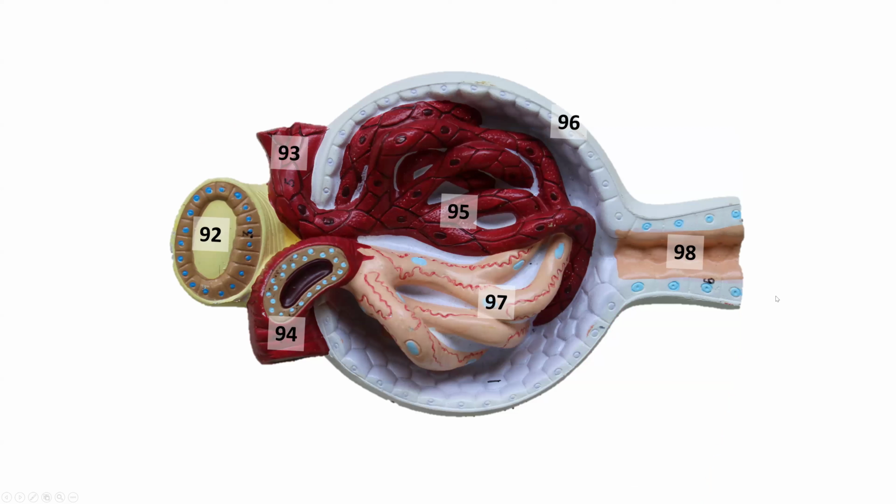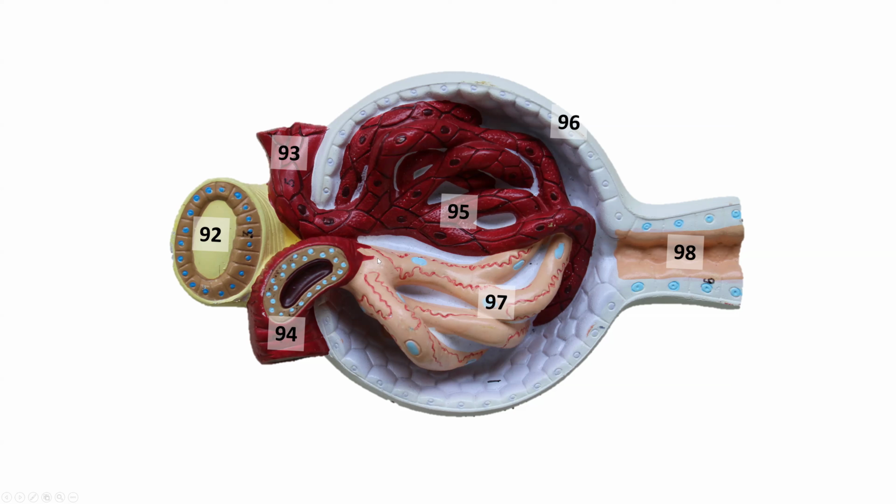Okay, now we're looking at this close-up view of the renal corpuscle. 92 is the what? Macula densa. 93 is what? Afferent arteriole. 94 is efferent. You'll see them switched on various illustrations. So I'll accept either afferent or efferent because it could be one or the other based on the orientation. But I always refer to it as afferent if it's coming in, efferent if it's going out. 95 is our glomerulus.